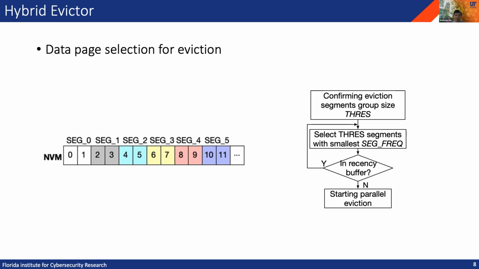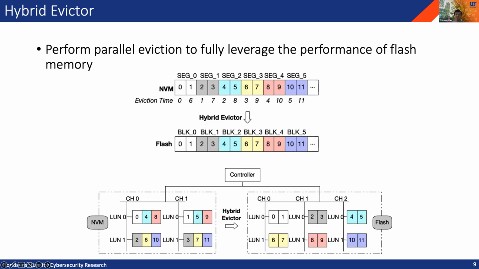Once we collect enough segments for eviction, we will start parallel eviction. The basic idea of parallel eviction is to select segments based on the parallelism of flash memory, and then we evict data with segment sequence, but to fully leverage the bandwidth of the flash memory. For example, page 0 will be first written to block 0. And then we evict page 2 to block 1 instead of writing page 1 to block 0.